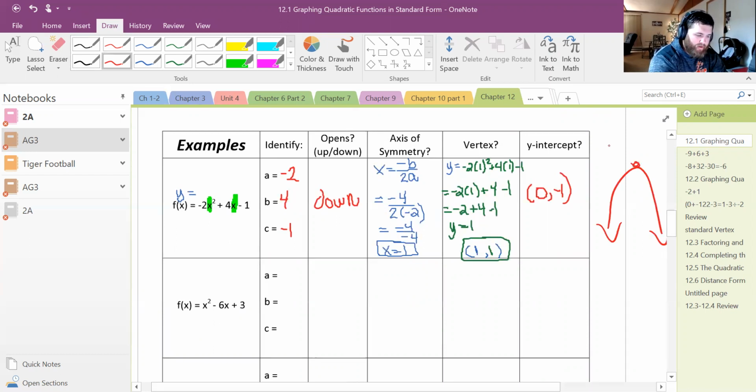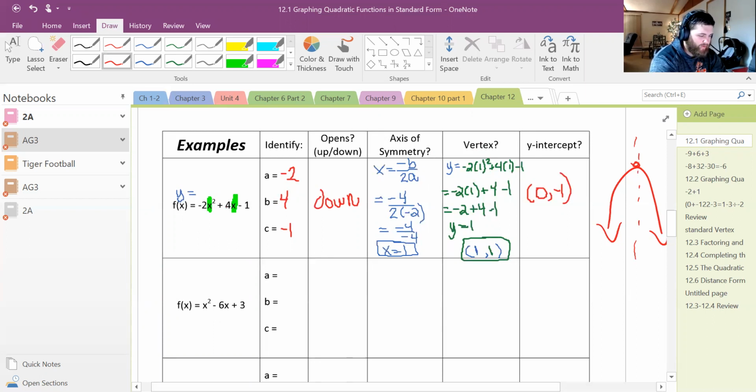The axis of symmetry is x equals negative b over 2a. So we just labeled our variables: negative 4 over 2 times negative 2, so negative 4 over negative 4, x equals 1. Okay, so that is the axis of symmetry. Once you have the axis of symmetry, you plug that into the equation to find your vertex. We plugged in 1 everywhere we saw x, and we got 1 comma 1.